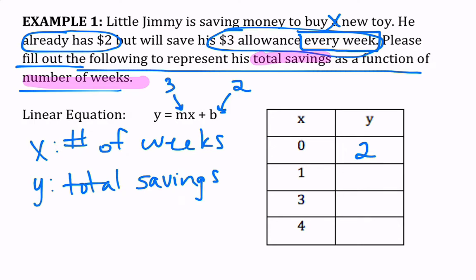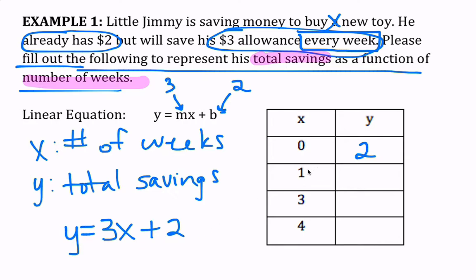So now we can write our equation. Y equals 3x plus 2. Y equals, we know m was 3, our rate of change was 3, x plus our starting point, plus 2. That's how I came up with this equation.